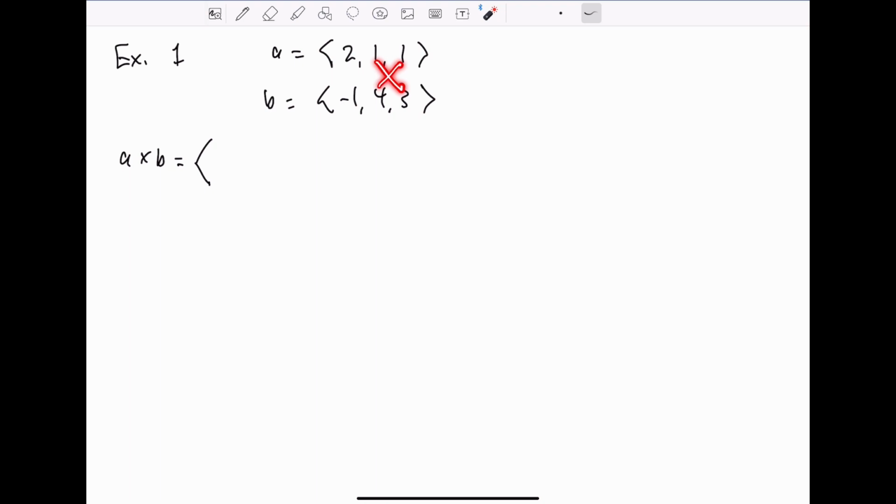Perhaps this is why it's called cross product, because we can think of sort of crisscrossing the vectors here. So A2 times B3 minus B2 times A3, that's the first component. For the second component in the cross product, we ignore the second component in our original vectors, and we take -1 times 1 minus 2 times 3. And for the final component, we just take the first two components from the starting vectors, 2 times 4 minus -1 times 1.